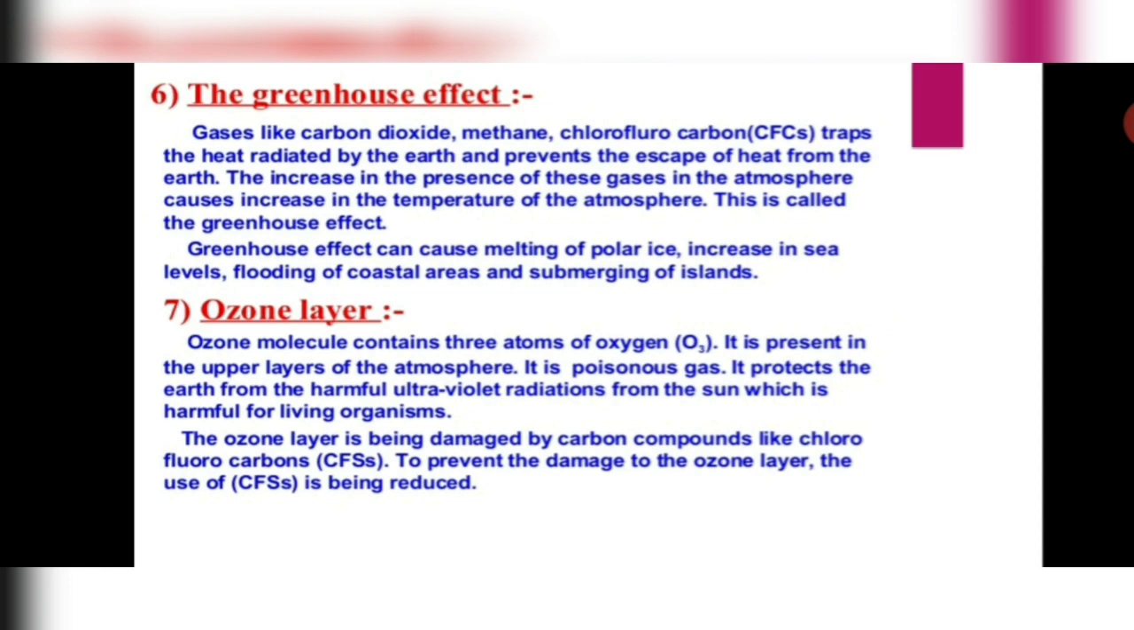Ozone is otherwise a poisonous gas. If we inhale ozone, it will cause asphyxia, and we might die because of no supply of oxygen to the brain. It protects the earth from the harmful UV radiation. The ozone layer is continuously being damaged by certain chemicals called the chlorofluorocarbons or the CFCs. To prevent the damage of the ozone layer, the world has signed a pact to reduce the use of chlorofluorocarbons.